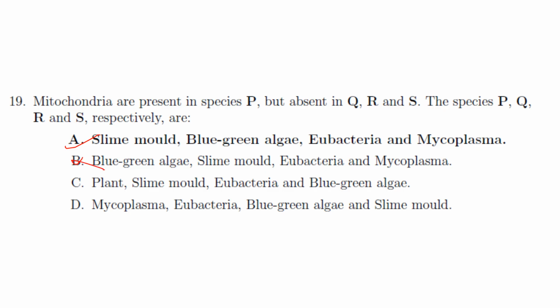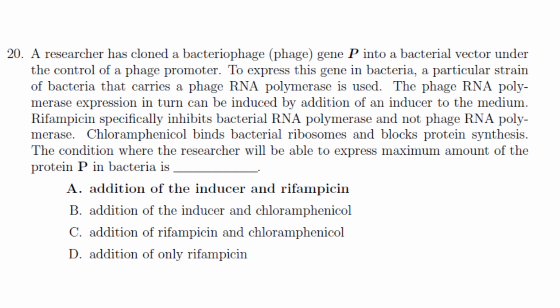Third one, it is plant. Okay, it is having mitochondria. Slime mold again mitochondria, but they have mentioned Q, R, S as not having mitochondria. So C is also not correct. Mycoplasma again, it is a prokaryote. P is not a prokaryote. So D is also not correct.